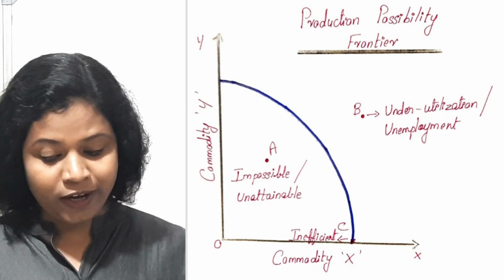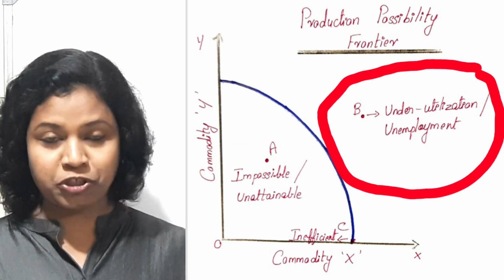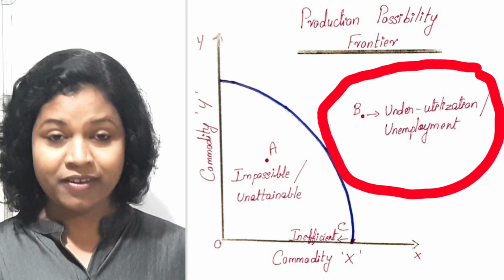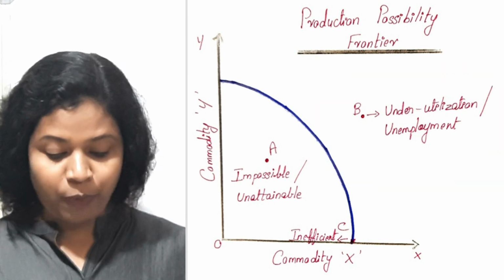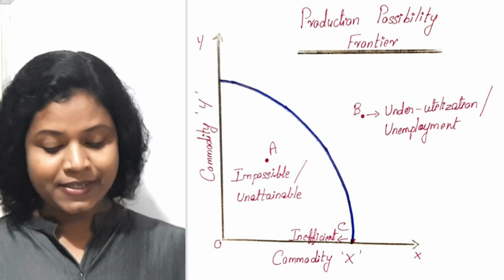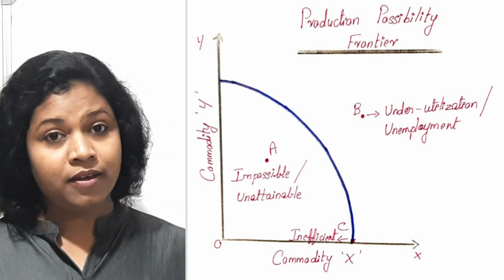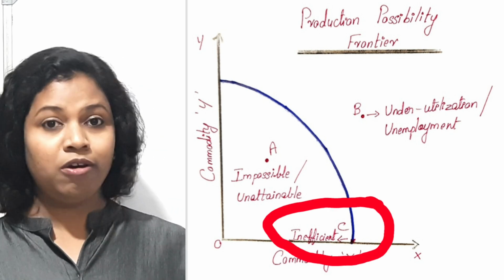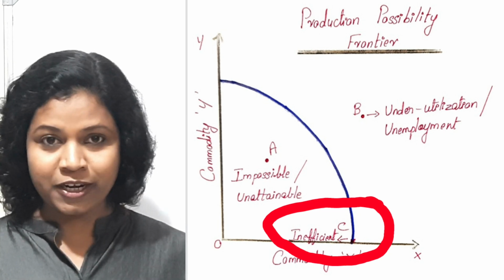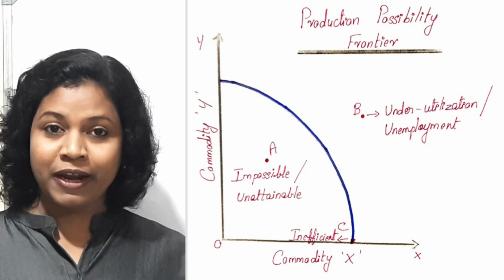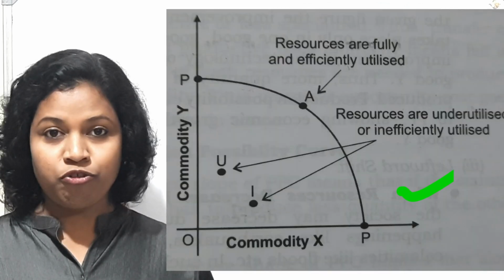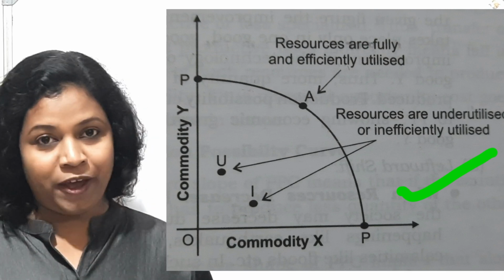See point B. What does it say? Underutilization or unemployment. Is it right? No, it is wrong. Then what is it? It is impossible or unattainable combinations. See point C. It is mentioned inefficient, which is also wrong. It is efficient. So how many mistakes are in this particular diagram? We can see there are 3 different mistakes. Please correct all these mistakes and write the right points.